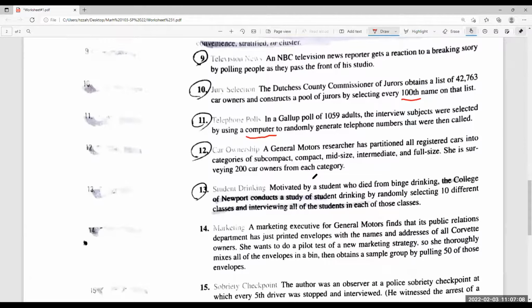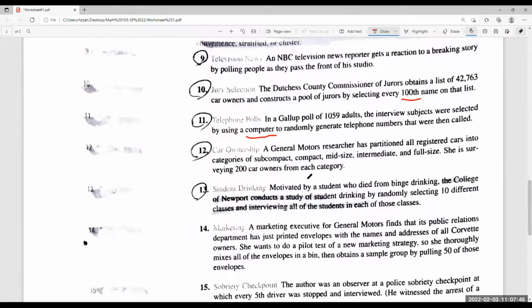Next one, a little bit tricky. Let's see the next one, a General Motors researcher. So let's see what they do. A General Motors researcher has partitioned all registered cars into categories of subcompact, compact, mid-size, intermediate, and full size. She is surveying 200 car owners from each category. This is a stratified sample.